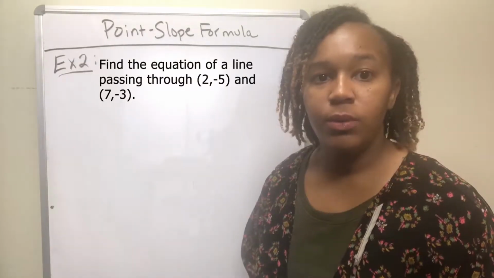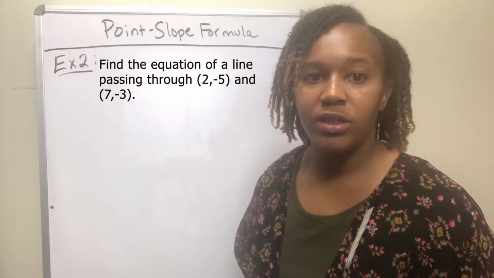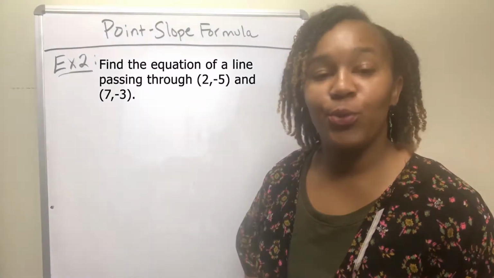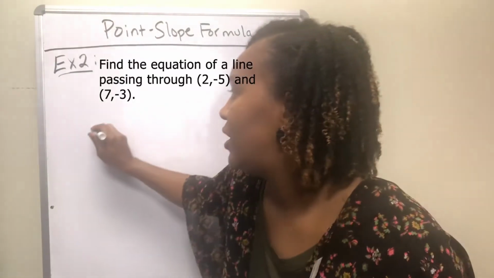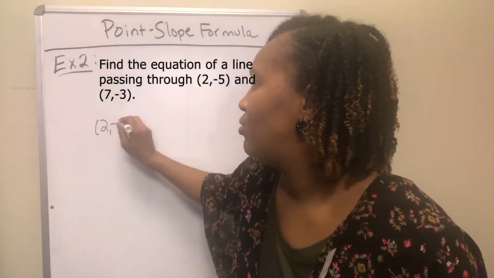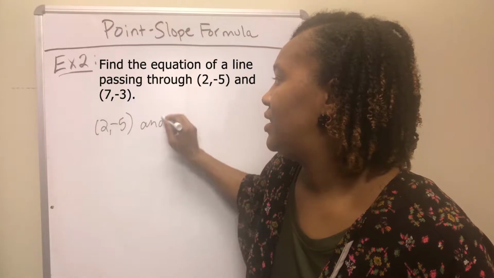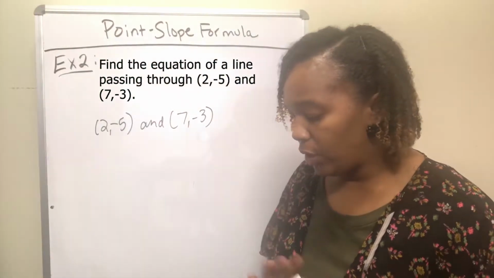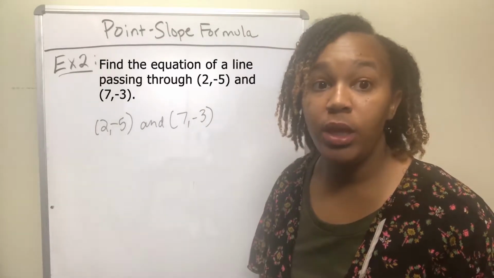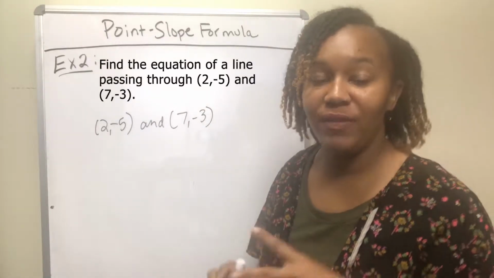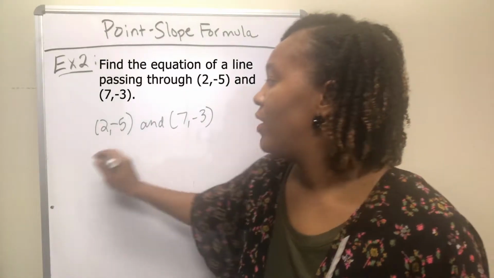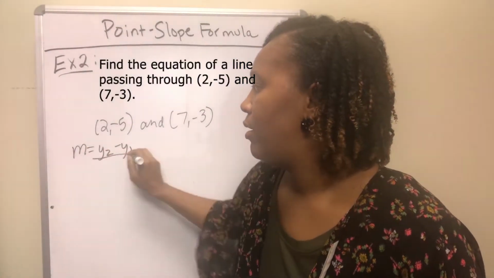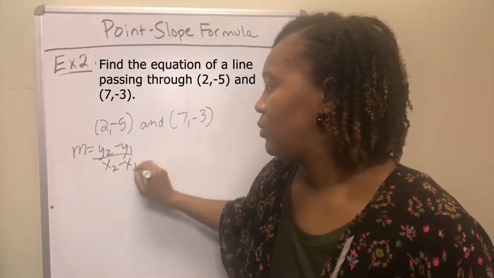For example 2, we want to write the equation of a line that passes through the points 2, negative 5, and 7, negative 3. Okay, so we know two things about the line. It goes through the points 2, negative 5, and 7, negative 3. And so we don't know a point and a slope, but we can find the slope since we have 2 points. So recall that the slope formula is y2 minus y1 over x2 minus x1.